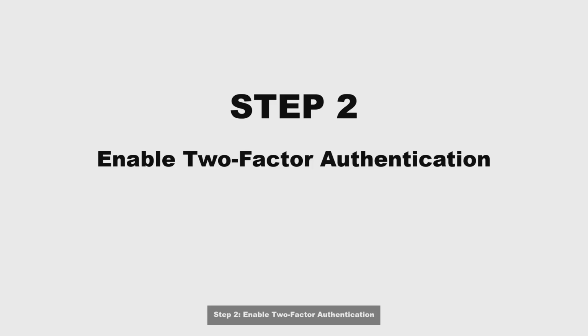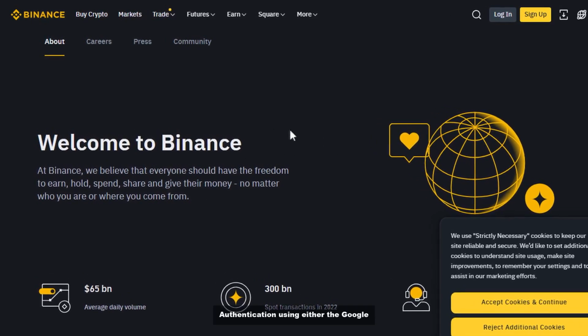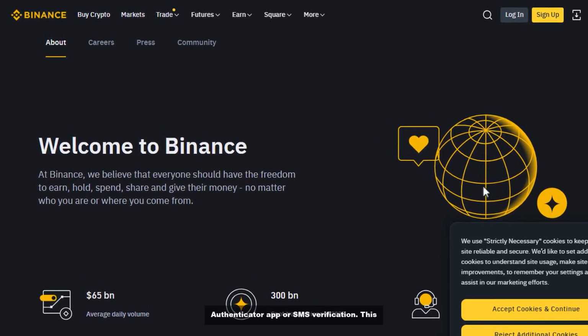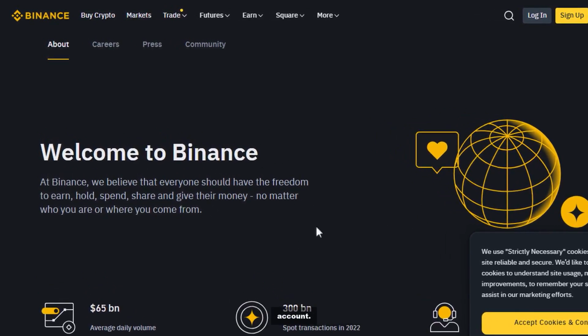Step 2. Enable two-factor authentication (2FA). Log into your Binance account and navigate to the security settings. Enable two-factor authentication using either the Google Authenticator app or SMS verification. This adds an extra layer of security to your account.